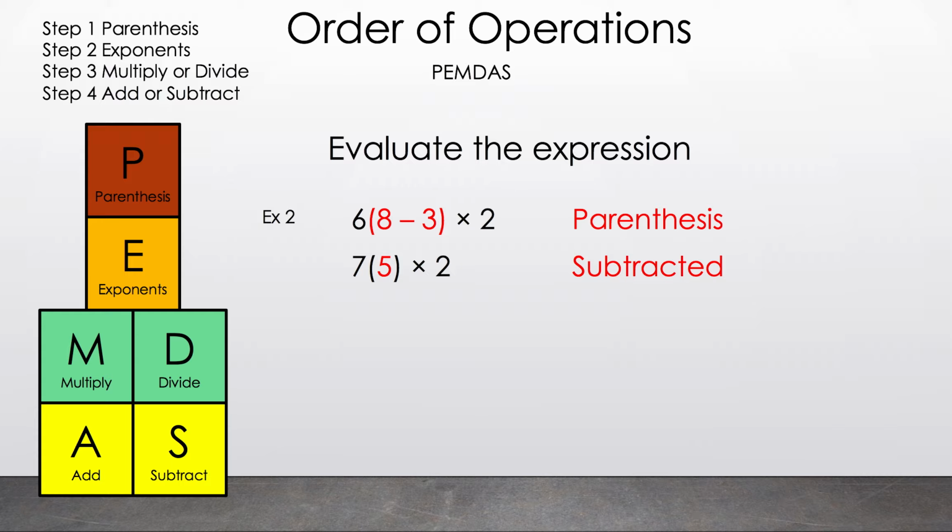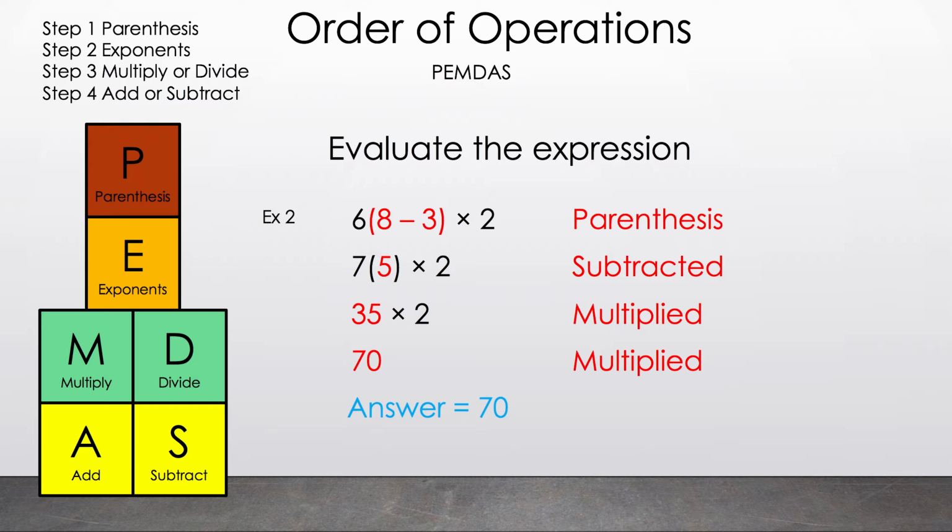And then now we're going to have to multiply 7 times 5, because even though it's not written, it's understood that we need to multiply the 7 times the parentheses of 5, which is 35. And now we're going to do 35 times 2, which is 70. And that is your answer.